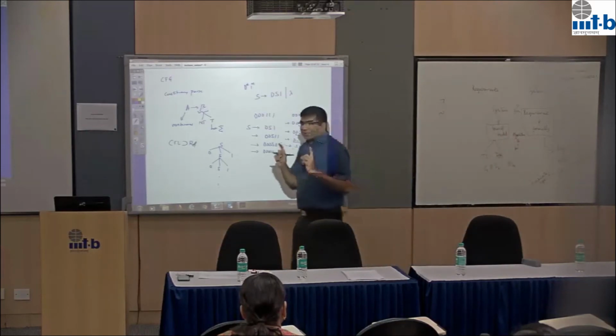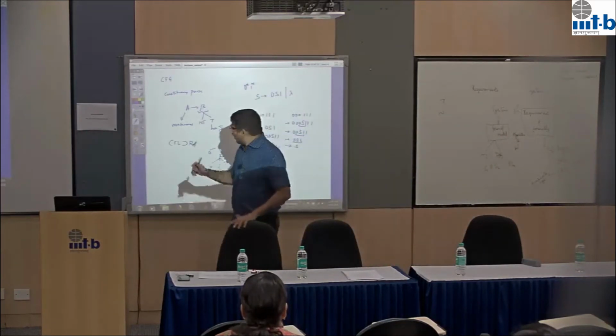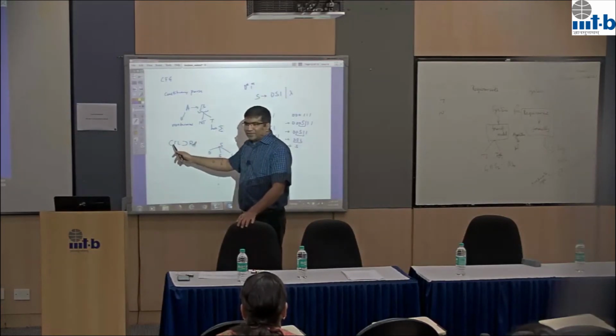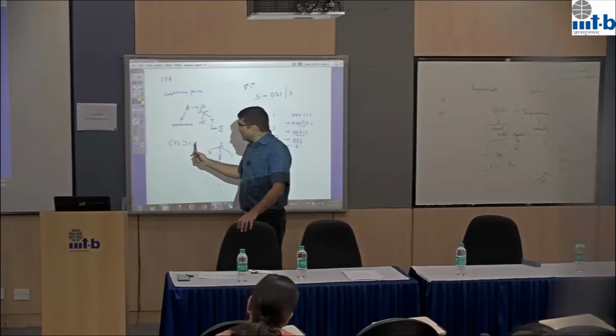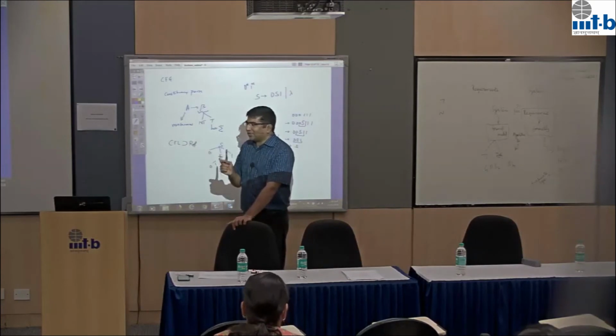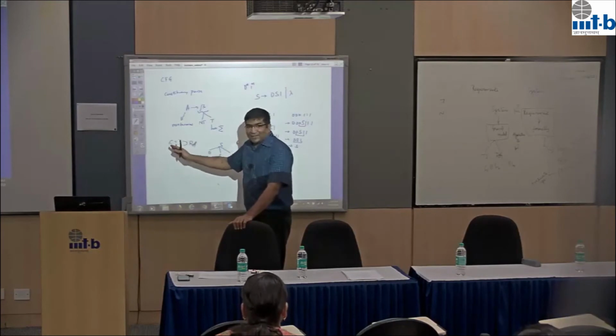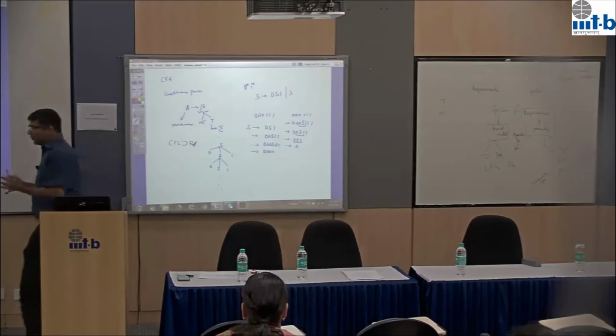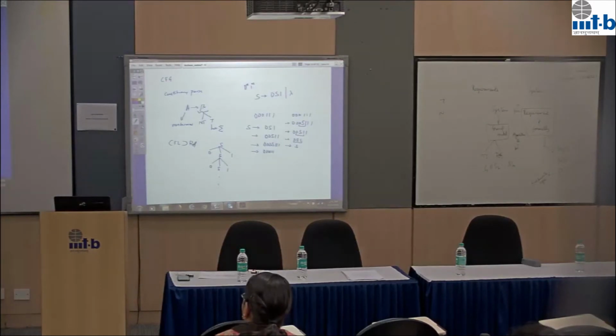So what does strict subset mean? Everything here can be recognized by this. Every regular language can be recognized by a context-free grammar. But there is at least one context-free language that cannot be recognized by a regular language. How do you go about making such a statement? How do you prove such assertions?